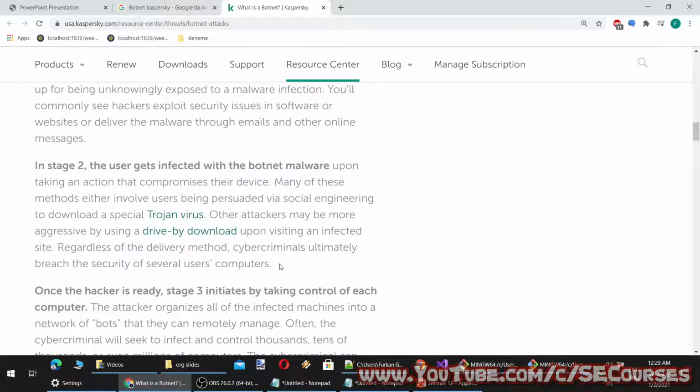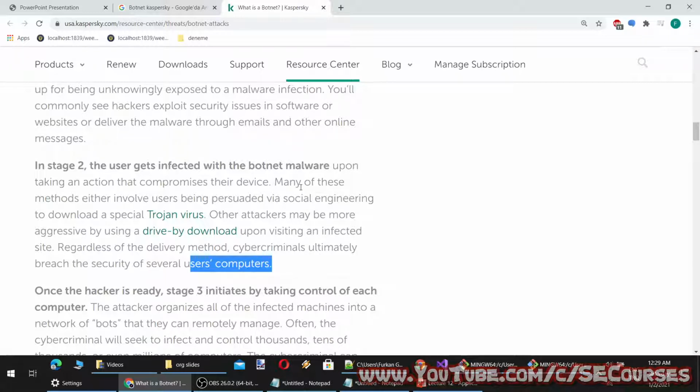In Stage 2, the user gets infected with the botnet malware upon taking an action that compromises their device. Many of these methods involve users being persuaded via social engineering to download a special Trojan virus. Other attackers may be more aggressive by using a drive-by download upon visiting an infected site. Regardless of the delivery method, cybercriminals ultimately breach the security of several users' computers.